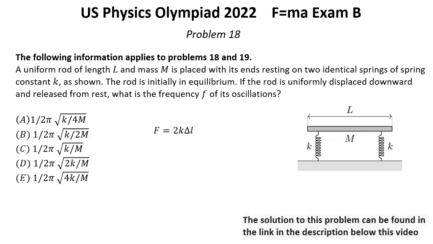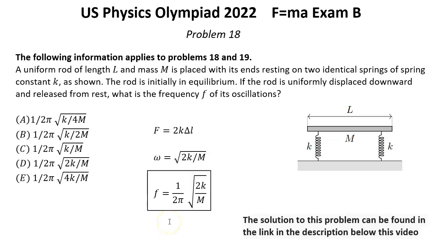This is just like a spring-mass system where the spring constant is effectively 2k, so the angular frequency is the square root of 2k over m, and thus the frequency is this one. That's answer D, and that was a solution for problem number 18.